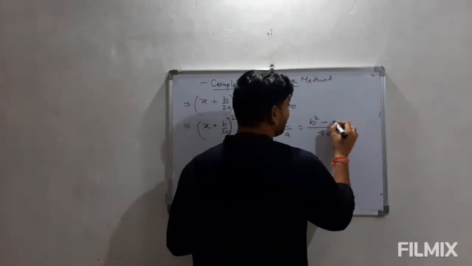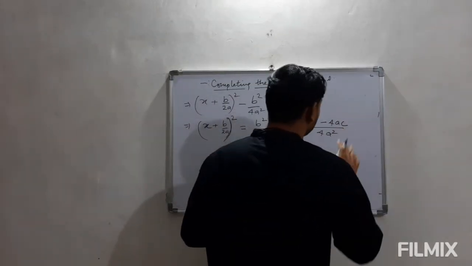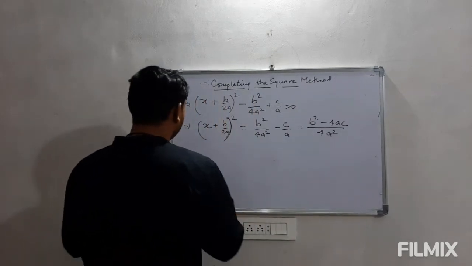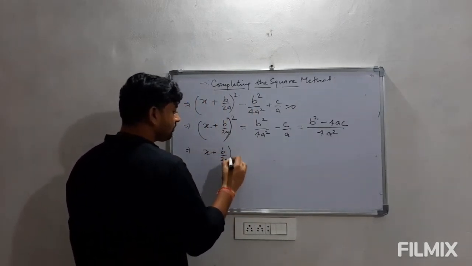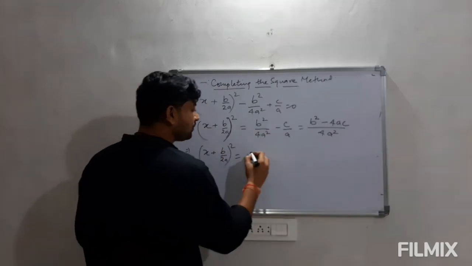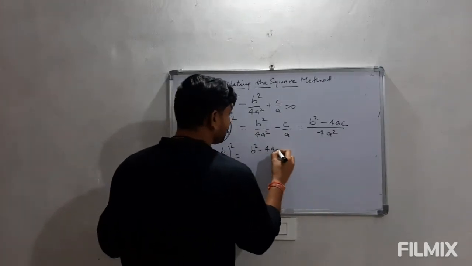So here we will be getting minus 4ac. So this is the expression which we are getting, that is x plus b upon 2a whole square is equals to b square minus 4ac upon 4a square.